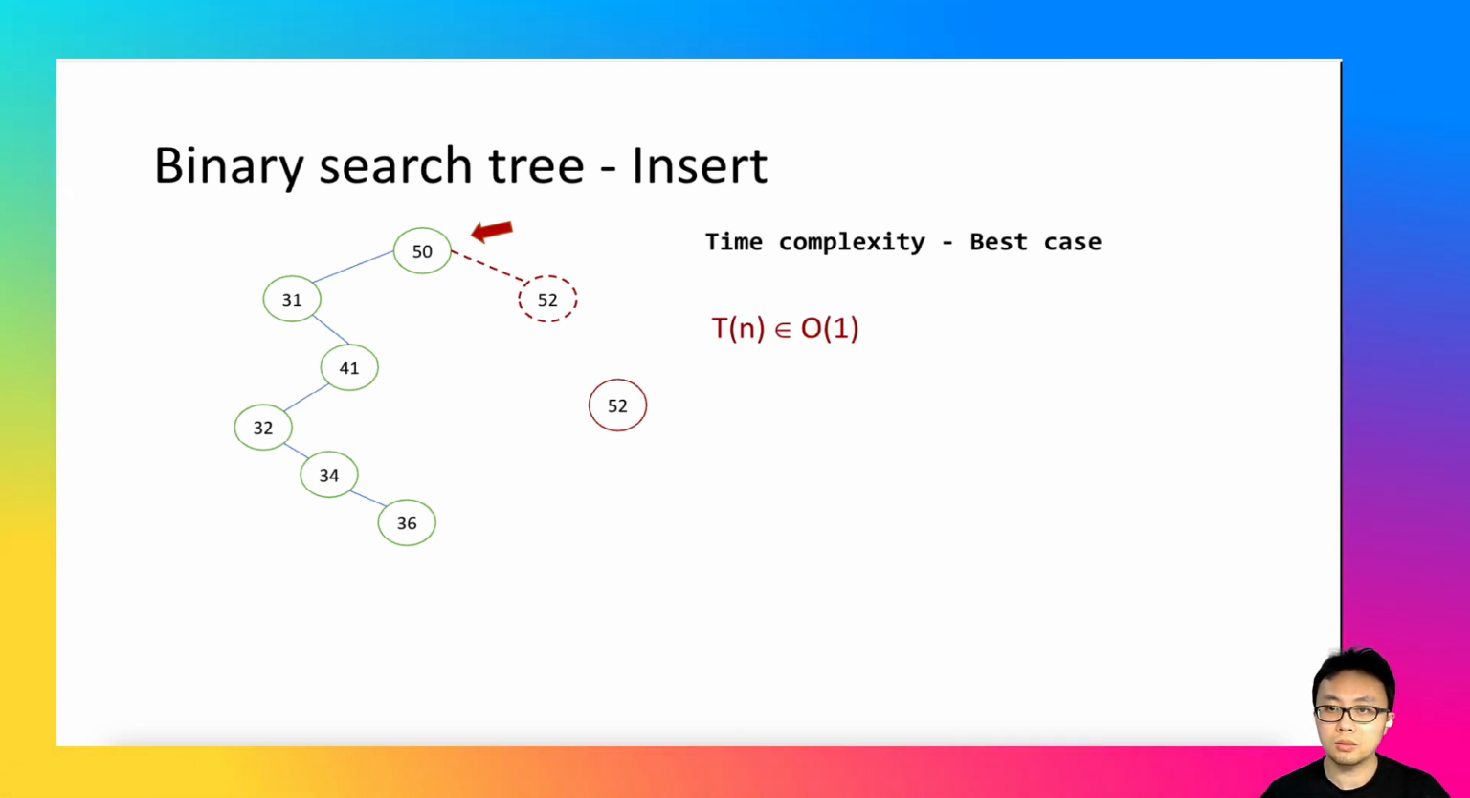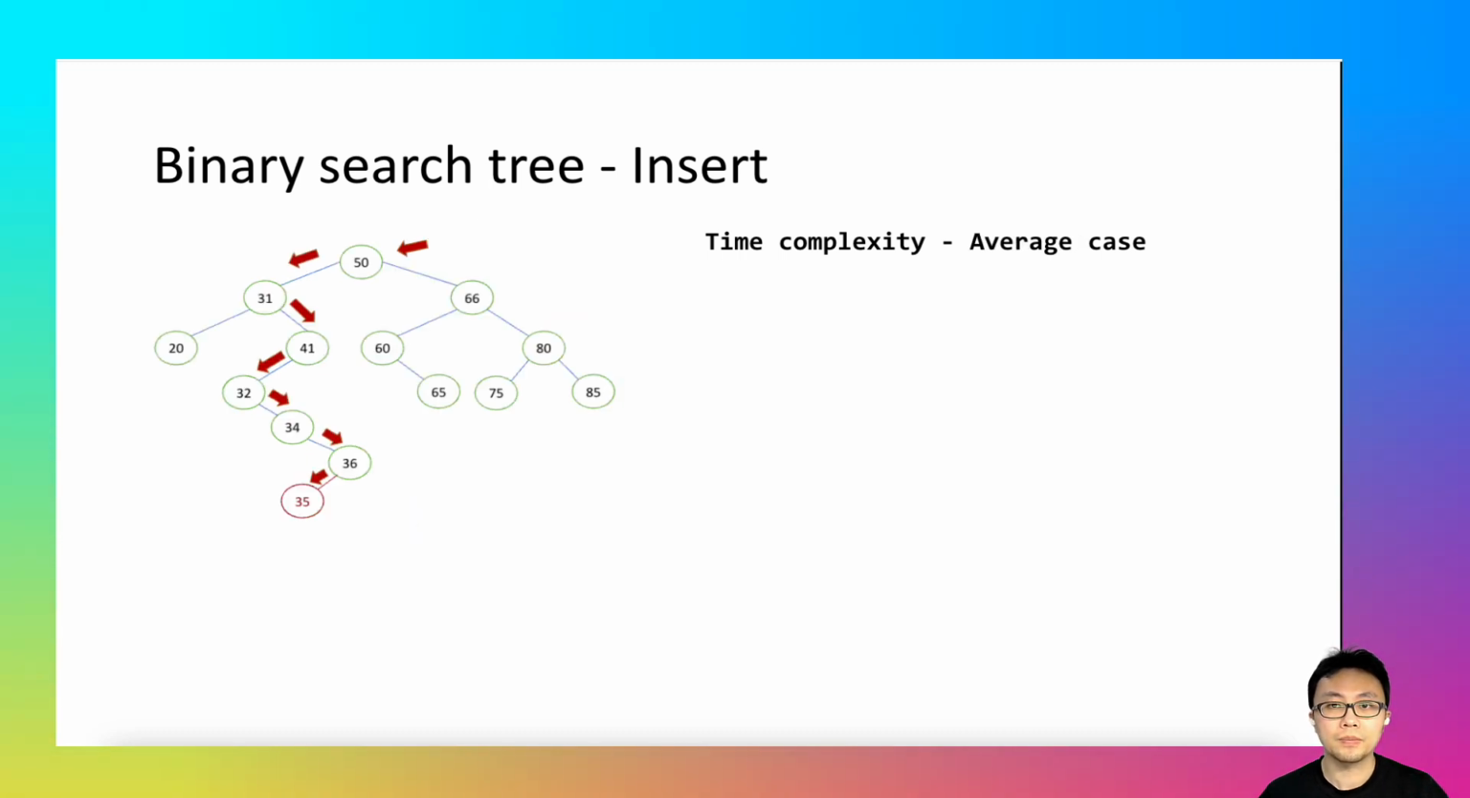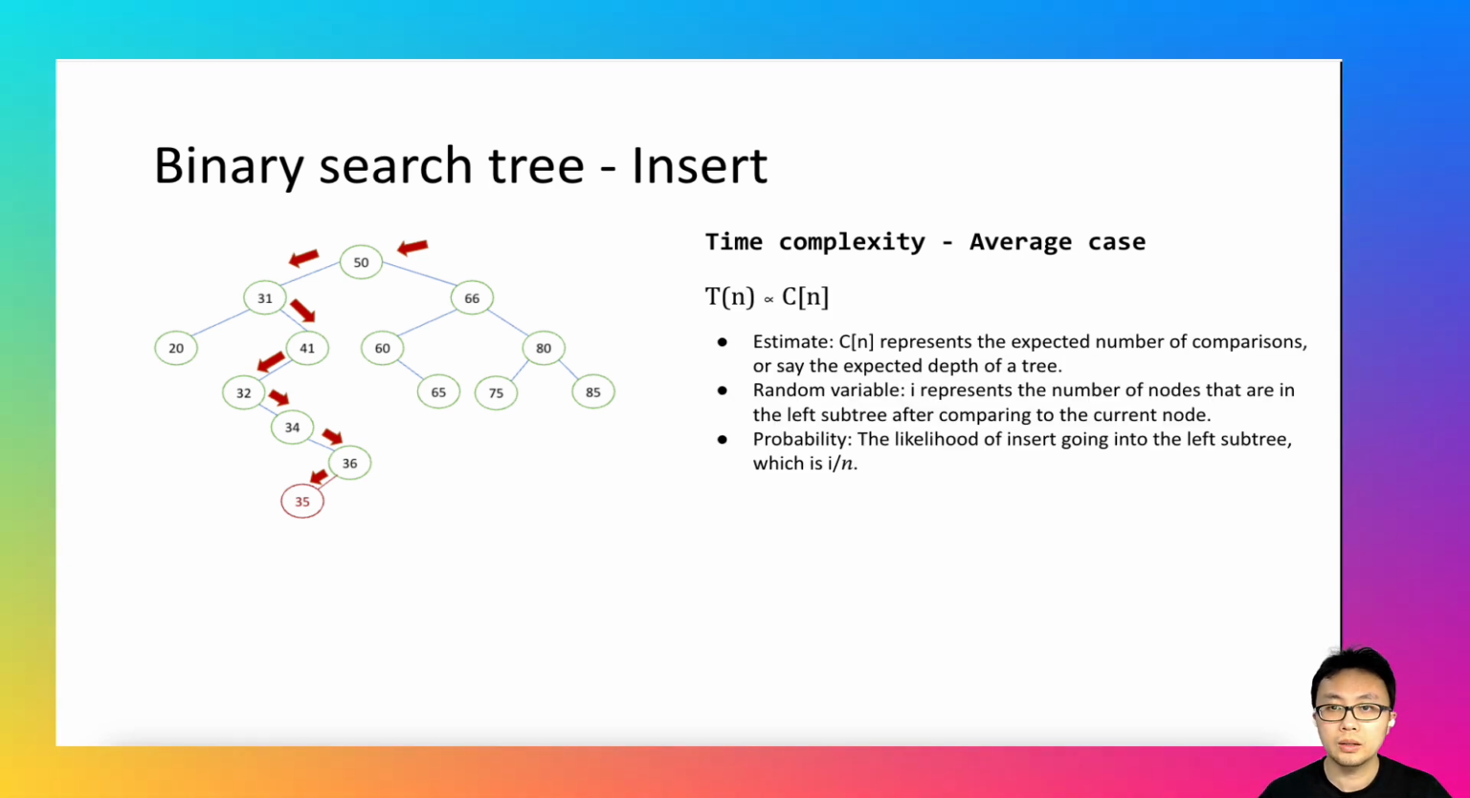Both the time complexity of the worst and best case of the insert function are the same as the search function. What about the average case? The analysis of the average case of the insert method is actually also the same as that of the search method. In short, time complexity T(n) of the average case is in proportion to the comparison numbers. To account for randomness, we need the help from expected value.